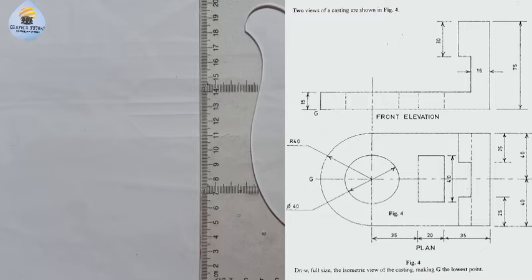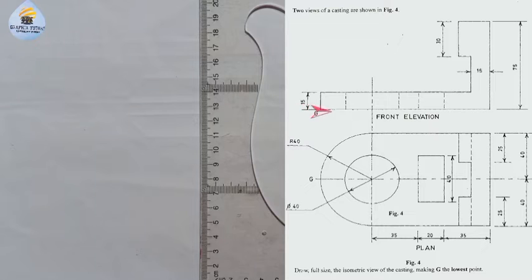Today we want to reproduce the orthographic views that are displayed at the right-hand side of the screen in isometric. And the question goes like this. It says two of the castings are shown in the figure below. Draw the full-size isometric view of the casting, making G the lowest point. So that means this point should be the lowest point, which I'm going to explain to you.